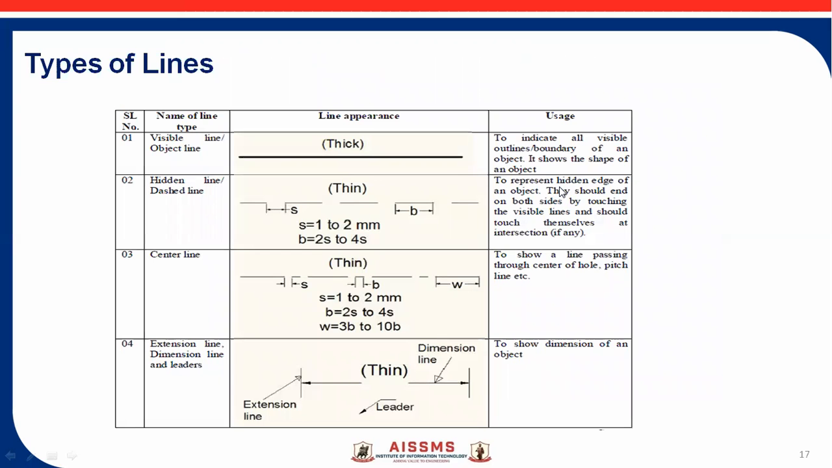Next, the most important thing by which you are going to represent your ideas is the types of lines. What is a line? A line is the representation of any kind of object or part, used to show an impression. The first kind is a thick line to show the borders of any object. That is the visible or object line.